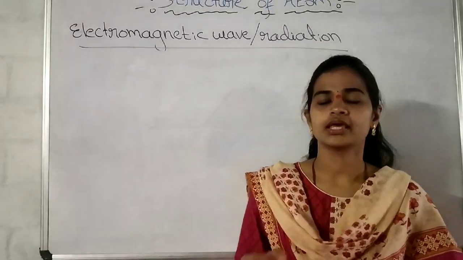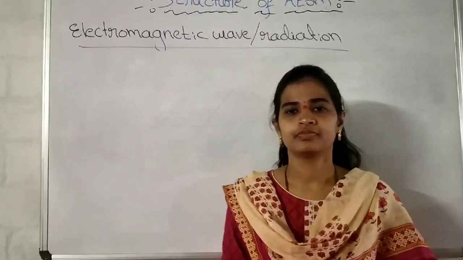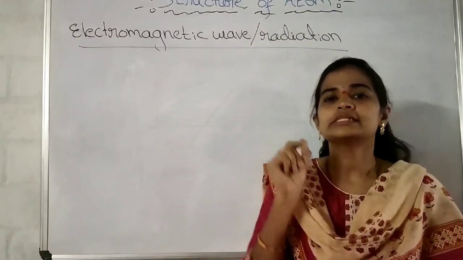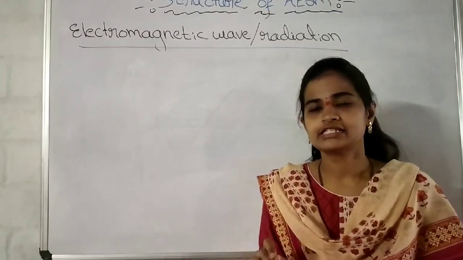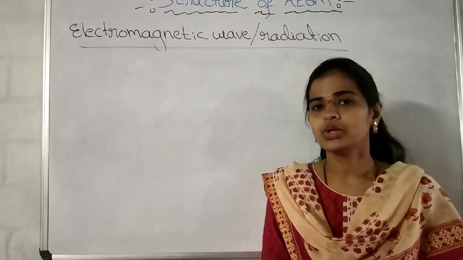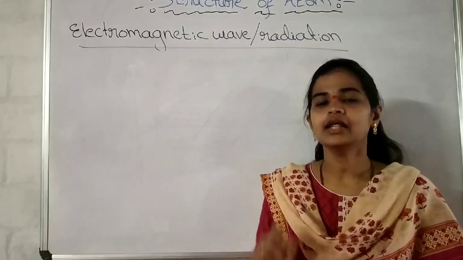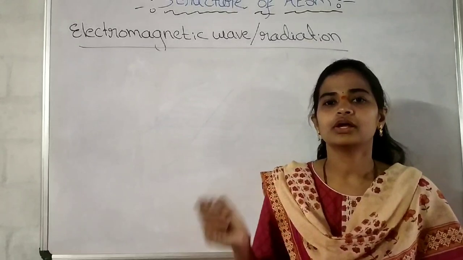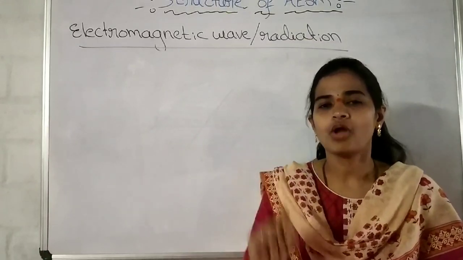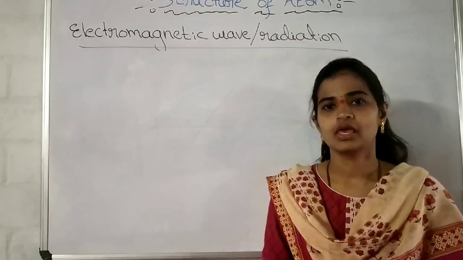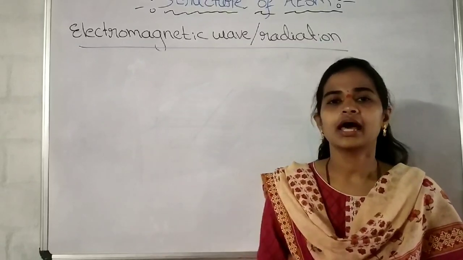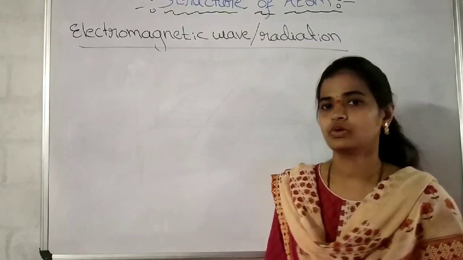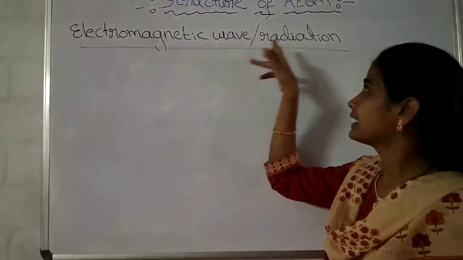Next you write as a note. The produced electric and magnetic fields are perpendicular to each other and also perpendicular to the direction of propagation of wave. This is about the electromagnetic wave.